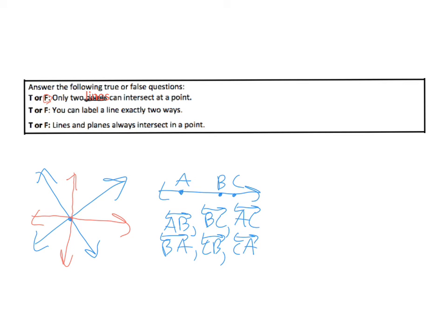Even if we just had 2 points, we still might use a lowercase letter to name the line. Like often we'll call it line L. So we could always have that type of naming as well, line L.